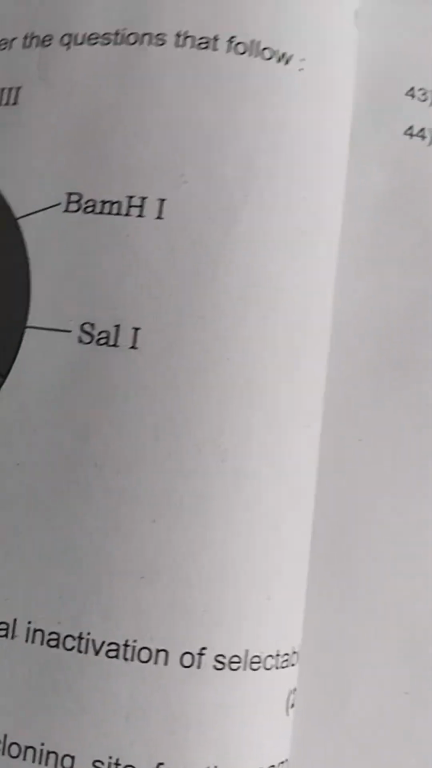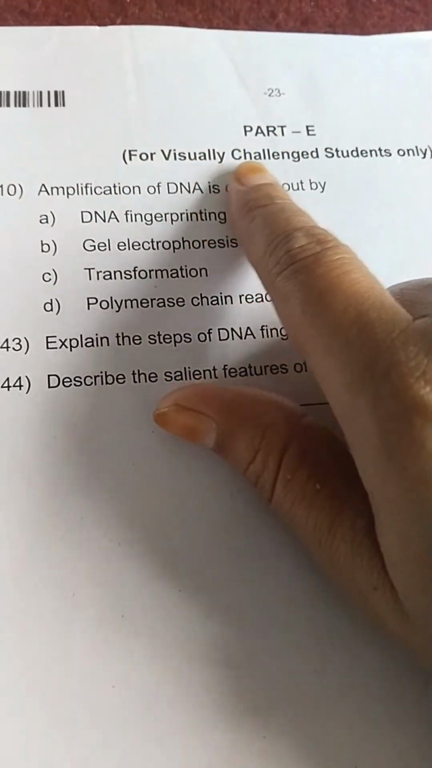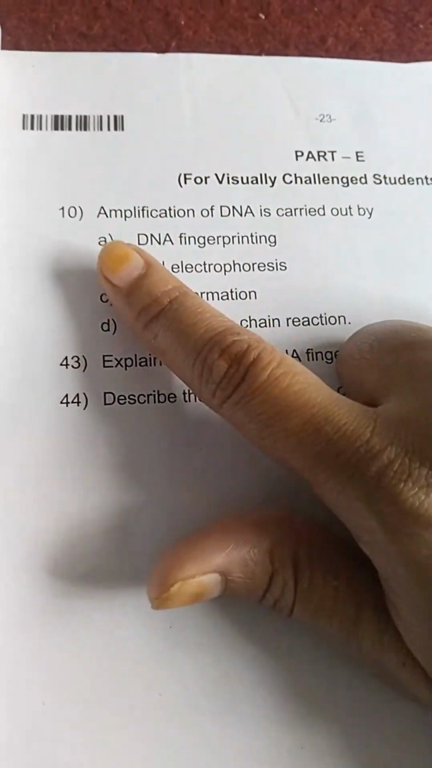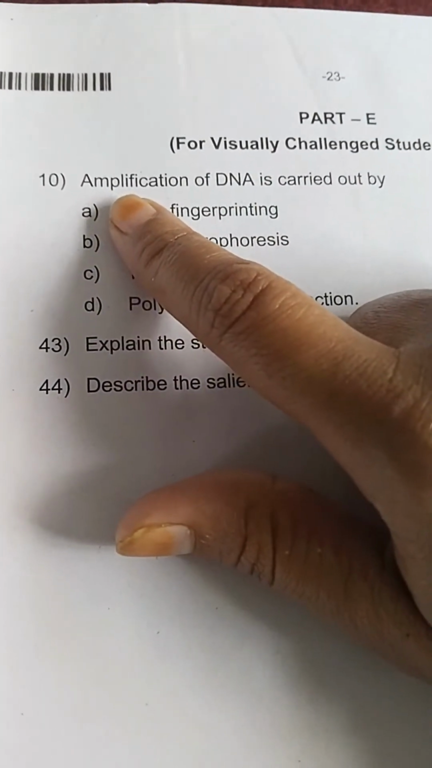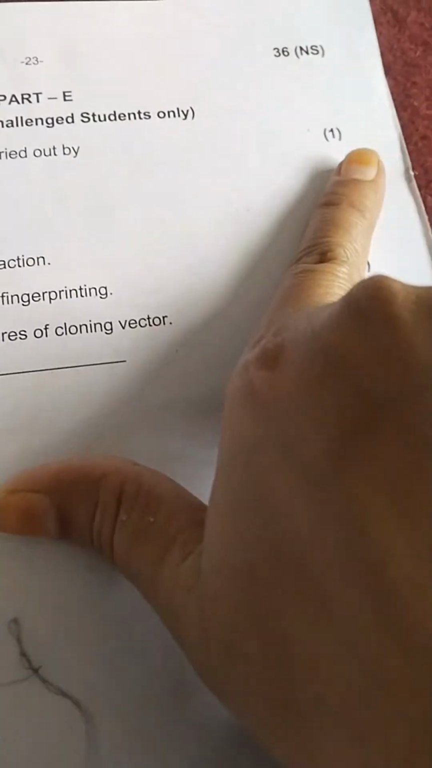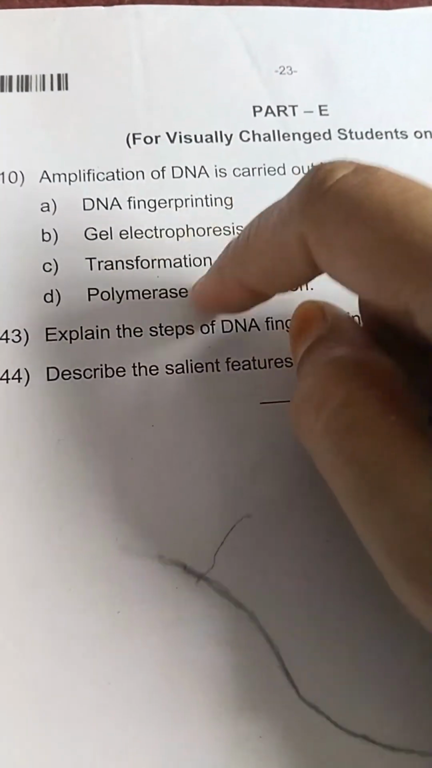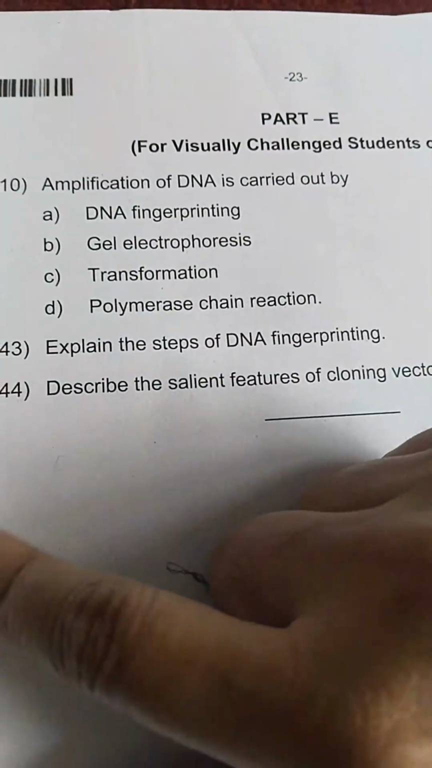If you want to look at the visually challenged questions, it is like this. Part E for visually challenged students only. The 10th one is: amplification of DNA is carried out by. This is going to carry 1 mark. This is the option for the MCQs.